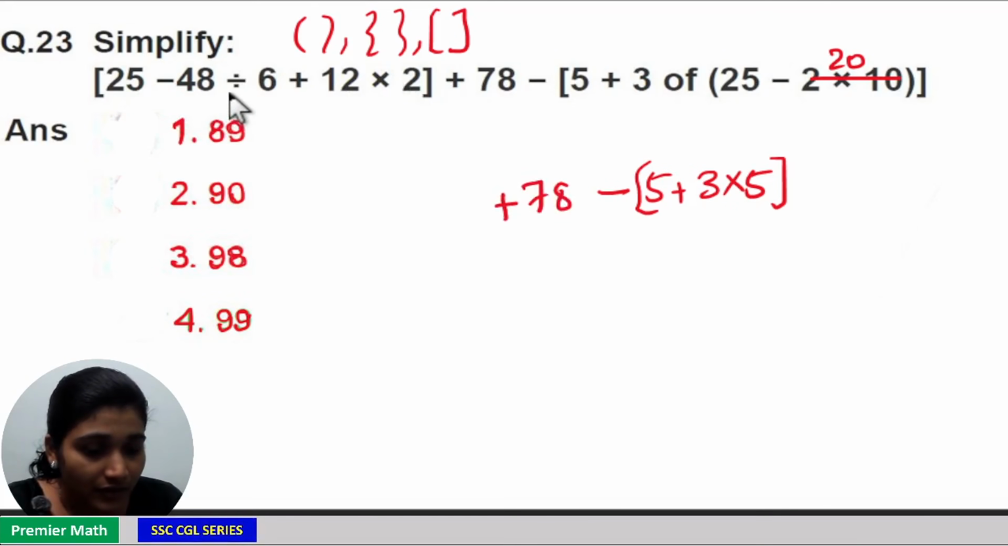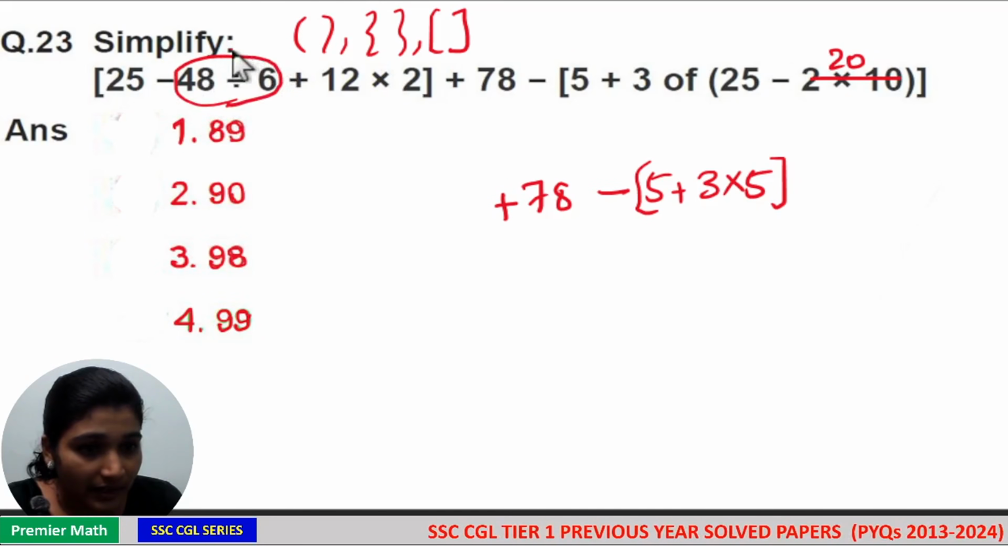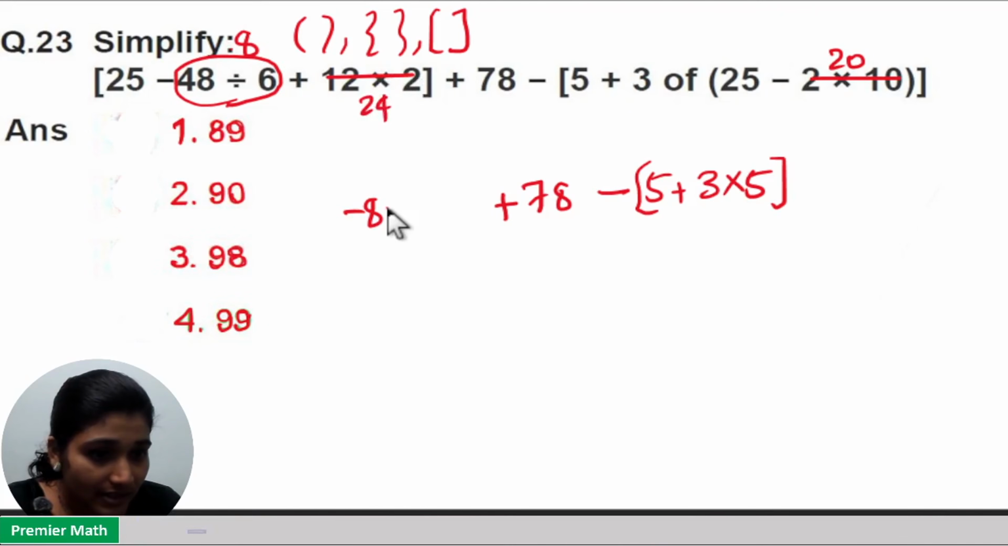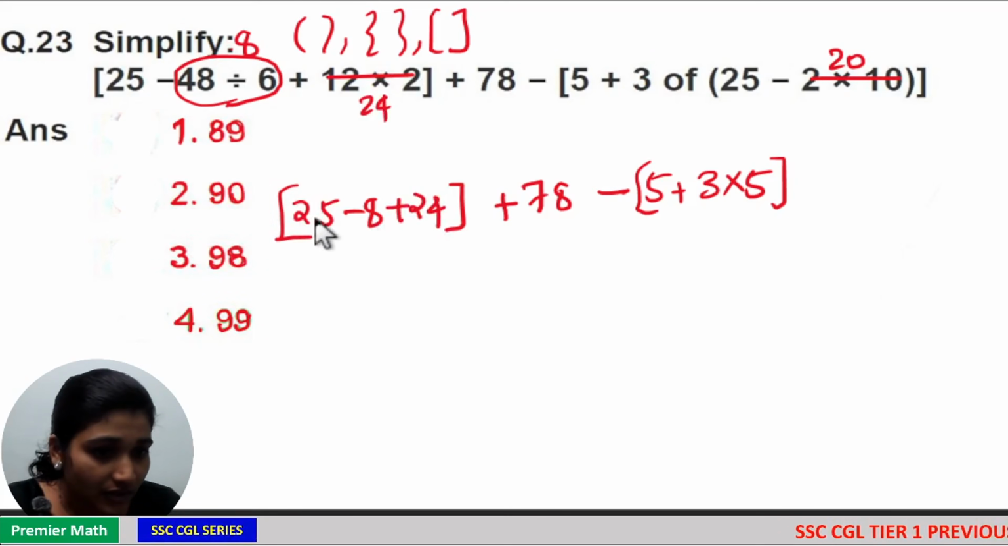Here first solve division. That is 48 by 6, minus 48 by 6 is equal to minus 8. So here minus 8, and here 12 into 2 is 24. Minus 8 plus 24, and here we have plus 25. So close the bracket. Here 25 plus 24 is 49. 49 minus 8 is equal to 41.